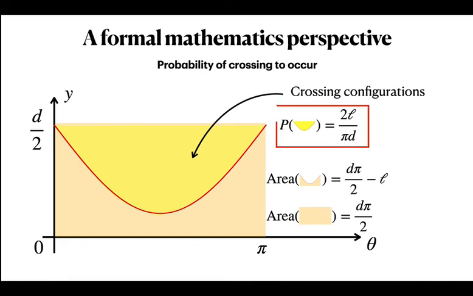Okay, and that's the main result we can get from a formal mathematics perspective, some kind of game with rules and some ways of modeling the pen and the crossing condition. So let's summarize a bit what we have seen so far.